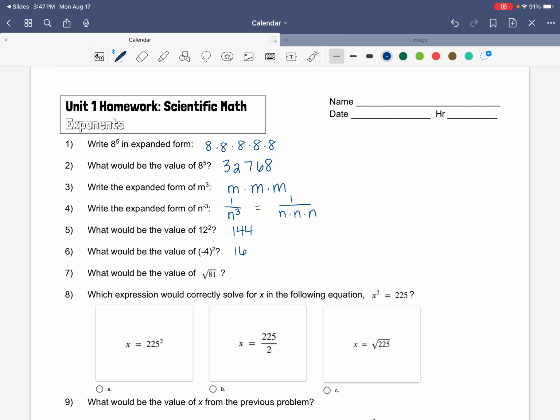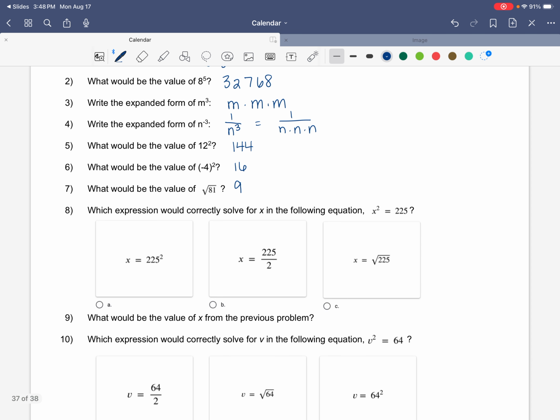And then number 7, what would be the value of the square root of 81? So for this one, again, in your calculator, to do the square root, remember we do second and then the x squared button that has the little square root above, kind of in that blue color. So second square root and then 81, and you should have got 9. And again, if you were unable to get that, please let me know whenever I'm here and I can show you on the calculator how to get the correct answer.